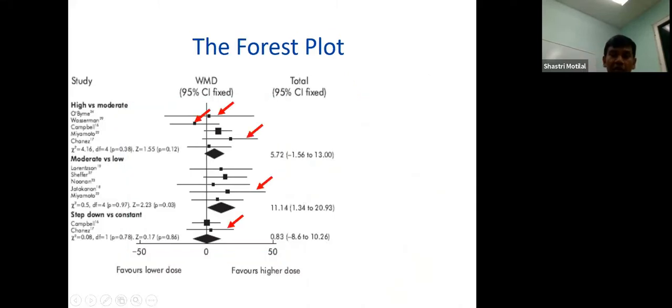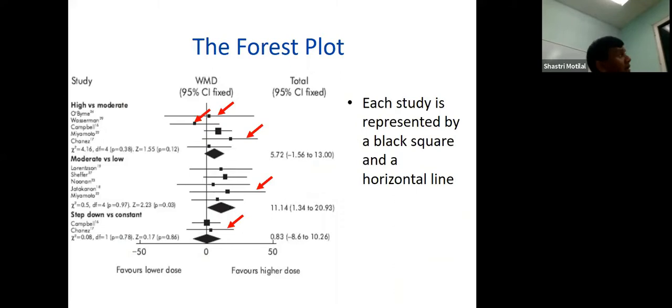Each study is represented by a horizontal line and a black square. So this first study here is represented by this horizontal line and this square. This study here, the second one, is represented by this horizontal line and the square, and so on, going down the figure.